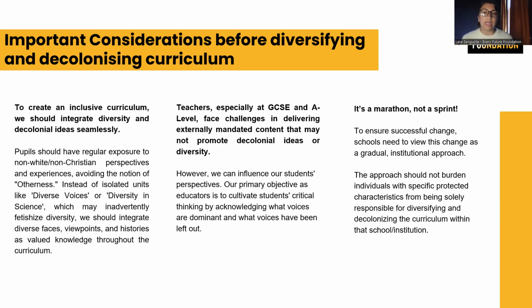And it's a marathon, not a sprint. To ensure successful change, it is a gradual change. It's sort of changing one thing at a time, allowing students, parents and community to feed back on how that is representing them, and changing things gradually. That feedback loop is really, really important to enable cohesive representation and cohesive decolonization, by allowing other people to feed in.